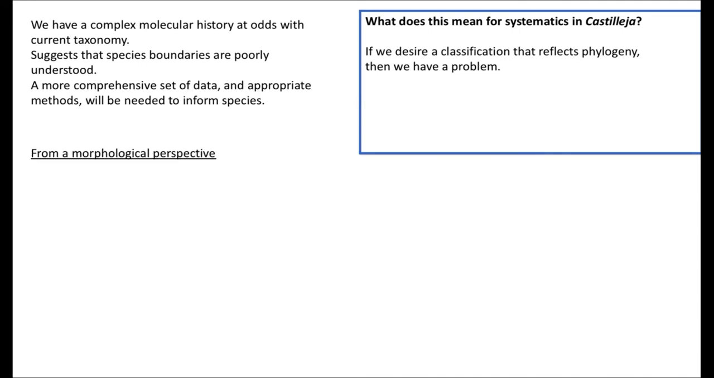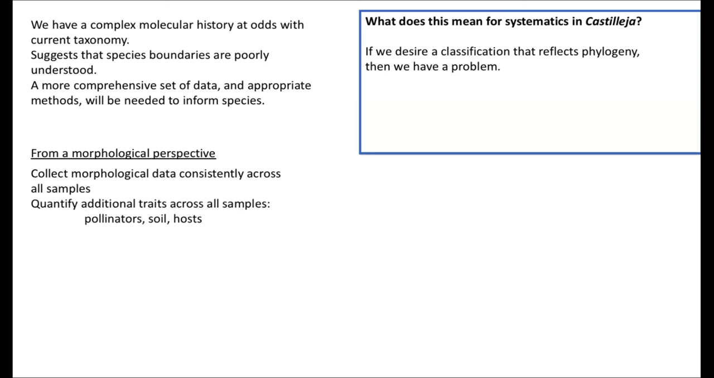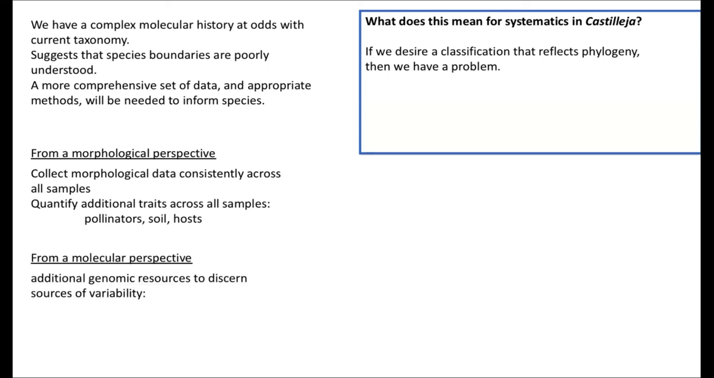And so my research is really going to be trying to build those comprehensive data sets to push at this problem. From a morphological perspective, we really need to be collecting morphological data very consistently across all samples. I also think that we need to try to quantify additional traits across our samples. Gathering data about pollinators and soil and hosts may be very informative about what's happening with the group. From a molecular perspective, we definitely need additional genomic resources to help us discern our various sources of variability.